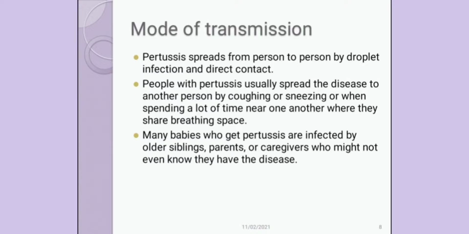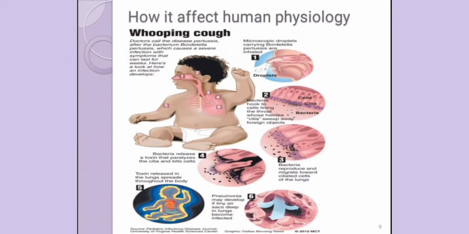Many babies who get pertussis are infected by older siblings, parents, or caregivers who might not even know that they have the disease. Now let's see how this bacteria affects human physiology. So this picture shows how infection may develop in a person or in a child.